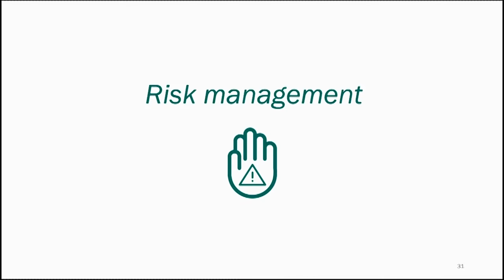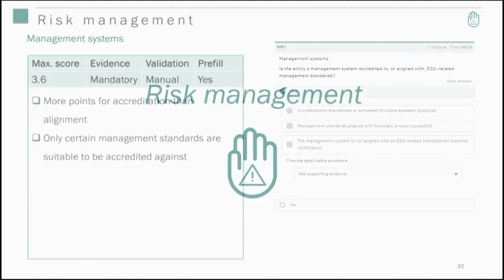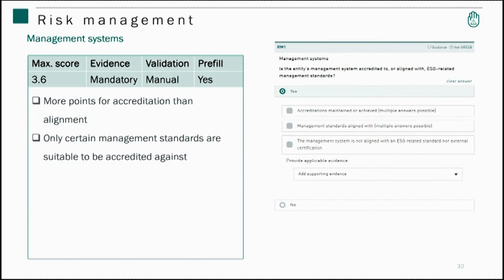The fourth aspect of the management component is risk management. The intent of this aspect is to assess the entity's understanding and mitigation of material ESG risks and opportunities. This indicator assesses the entity's use of management systems to manage environmental impacts, risks, and opportunities. The presence and application of an ESG-related management standard or comparable framework is an indicator of an entity's commitment to effectively action ESG issues. Select the applicable elements and provide supporting evidence.